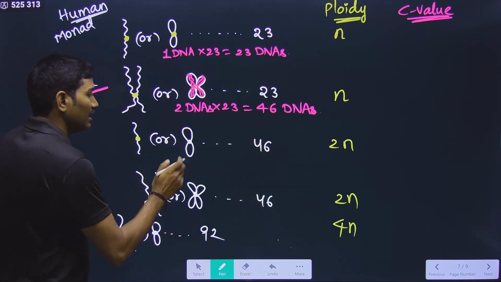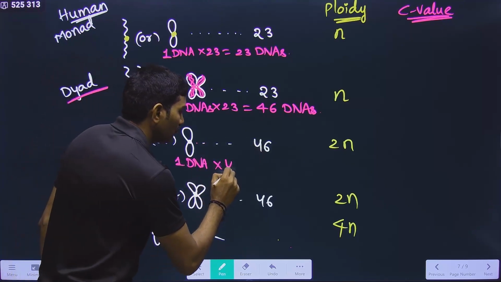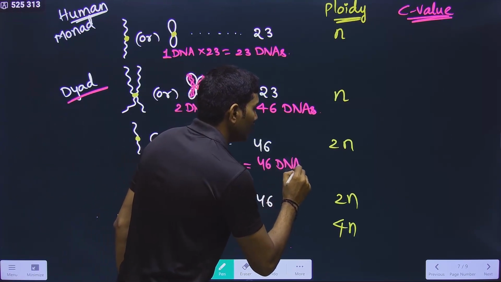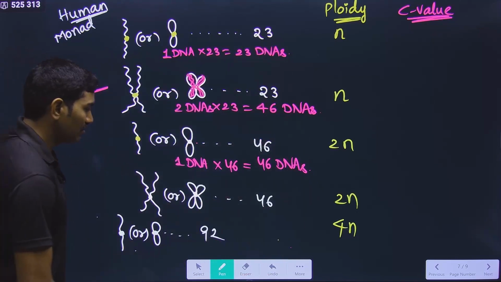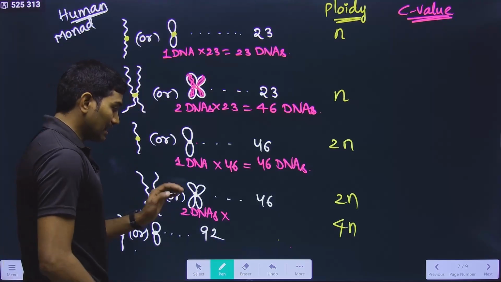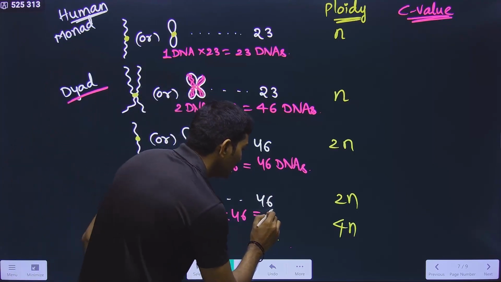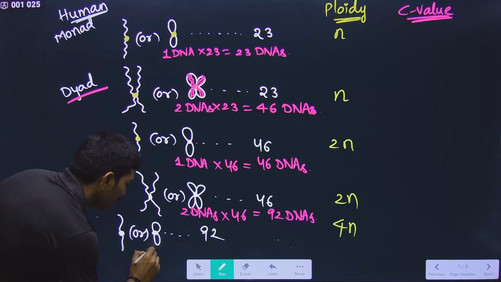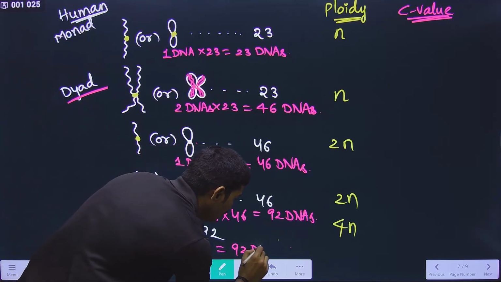Observe this carefully. Here only one DNA molecule is present in each chromosome, and how many chromosomes are present? 46 chromosomes are present. That means total how many DNA molecules? 46 DNA molecules are present. Yes or no? First understand the concept, then you can easily write the C value. Next one here. Here 2 DNA molecules are present in each chromosome. Like this, how many chromosomes are present? 46 chromosomes are present. So 46 into 2, it is 92 DNA molecules. Yes sir. And the last one here, one DNA molecule is present. Like this, 92 are present. That means total how many DNA molecules?